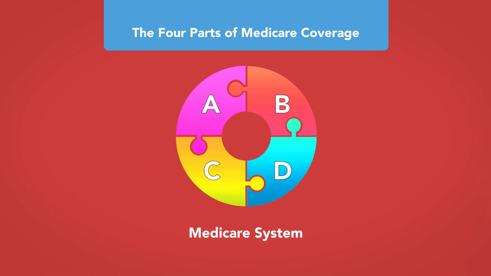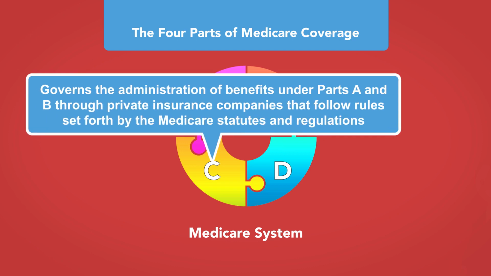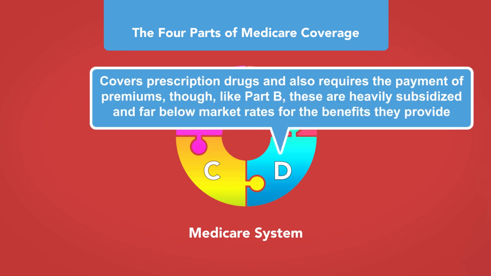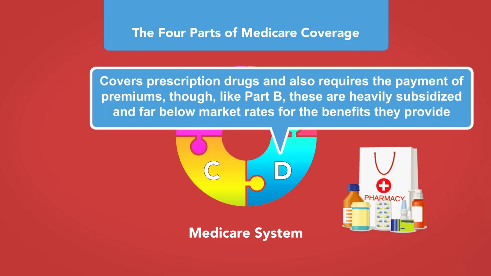Medicare Part C governs the administration of benefits under Parts A and B through private insurance companies that follow rules set forth by the Medicare statutes and regulations. Part C is also referred to as Medicare Advantage. Part D covers prescription drugs, and also requires the payment of premiums, though, like Part B, these are heavily subsidized and far below market rates for the benefits that they provide.